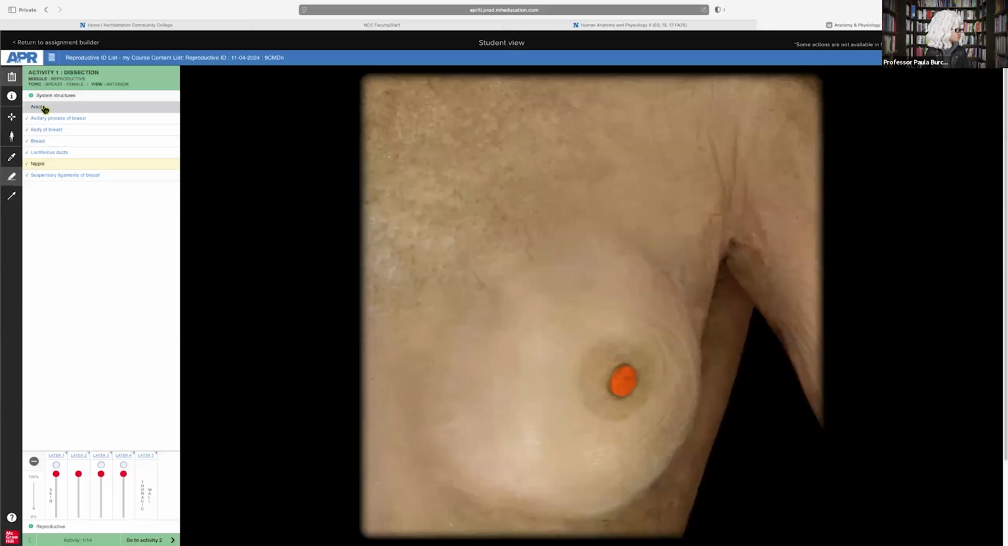Surrounding the nipple is a pigmented area called the areola. Sebaceous glands are located in this area to keep the nipple moist.